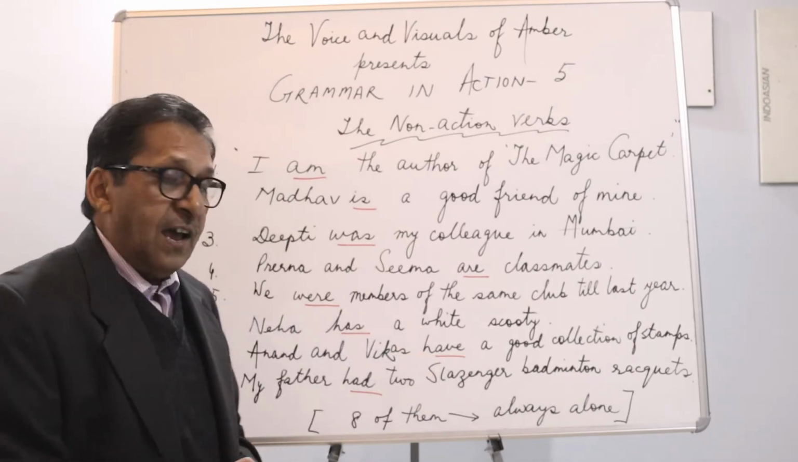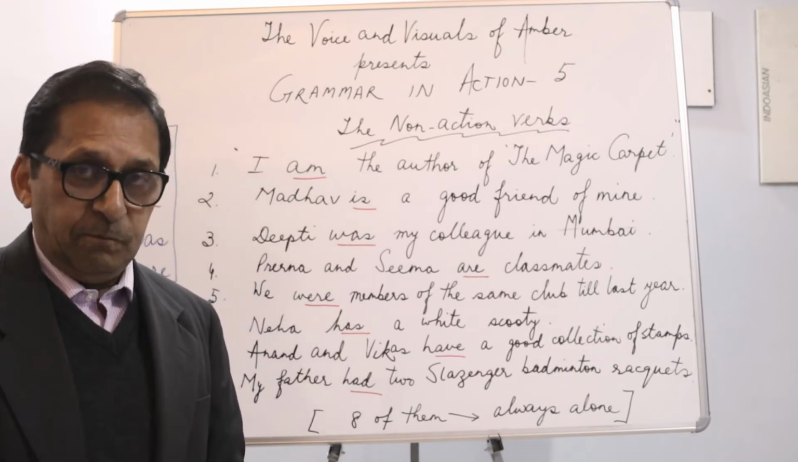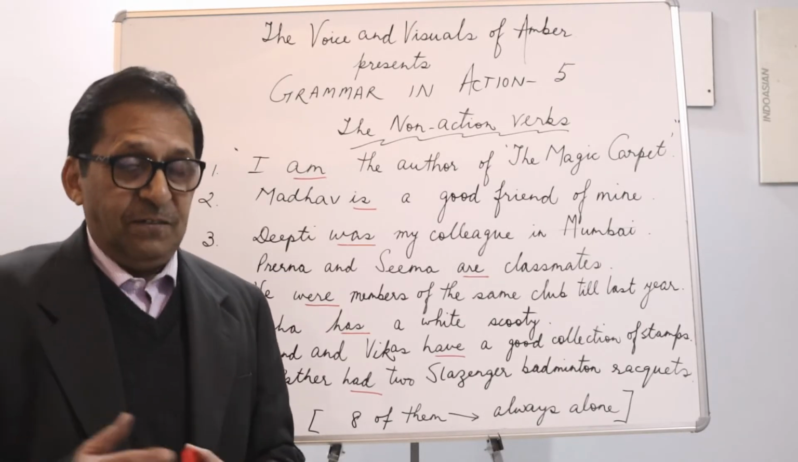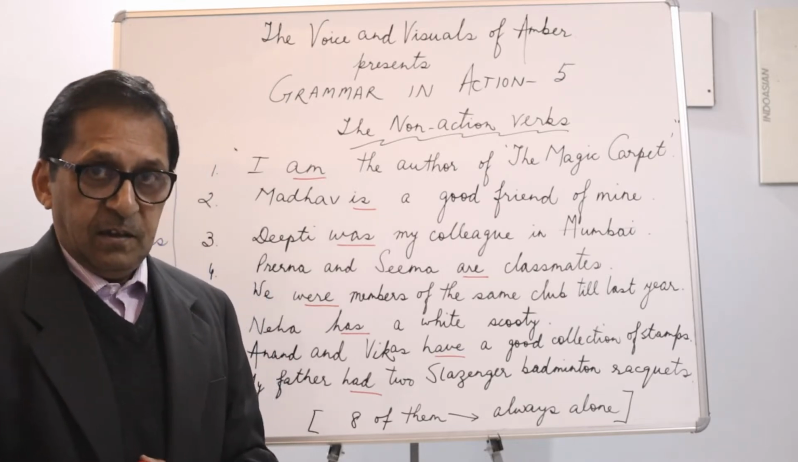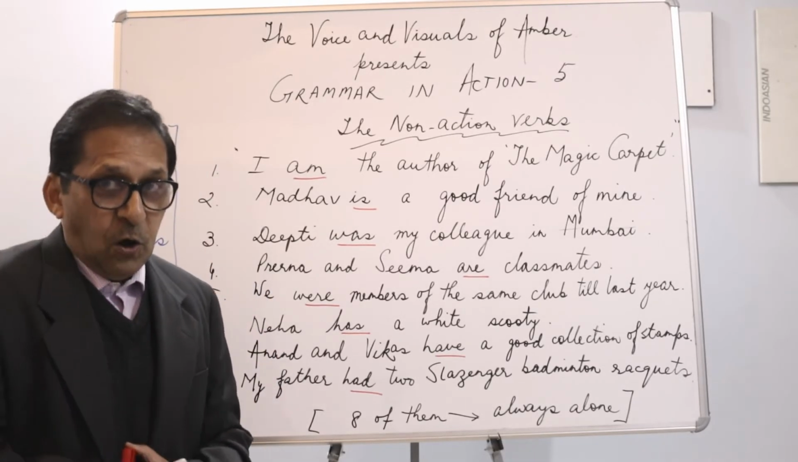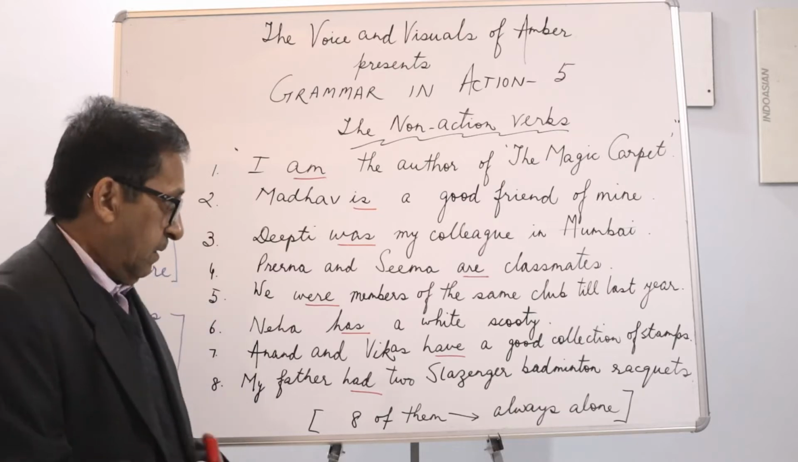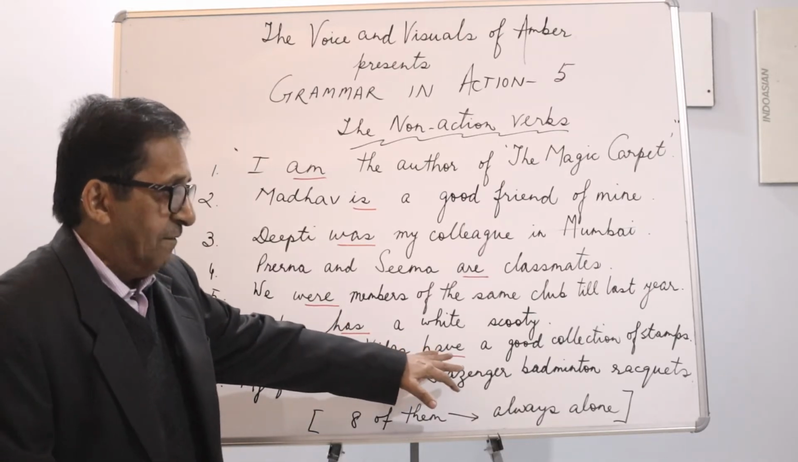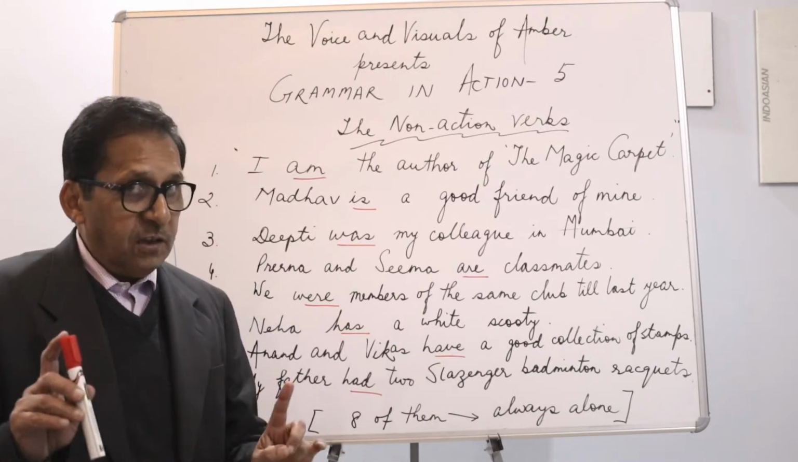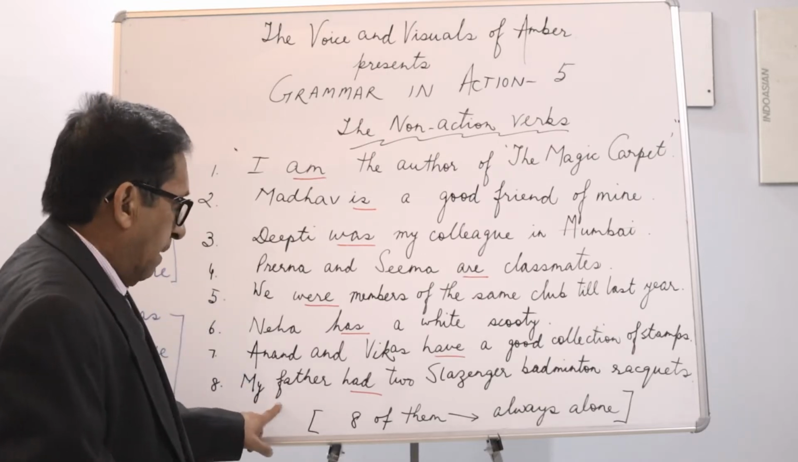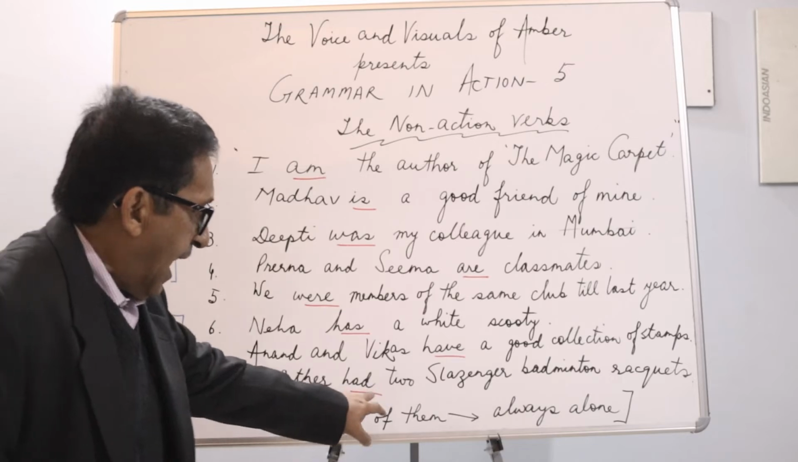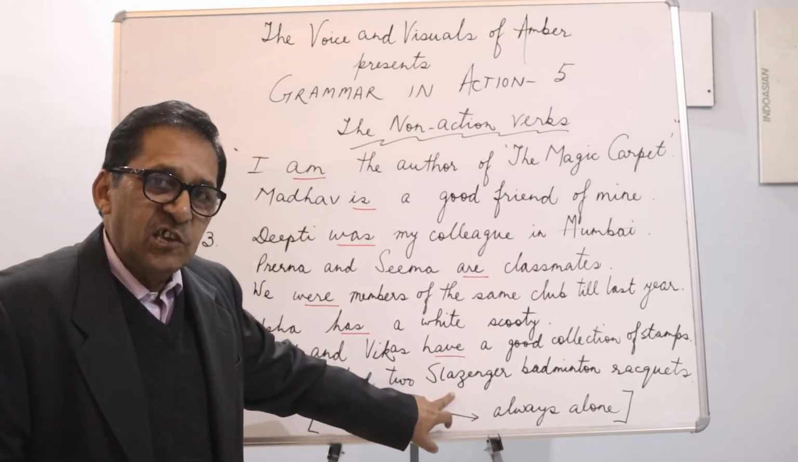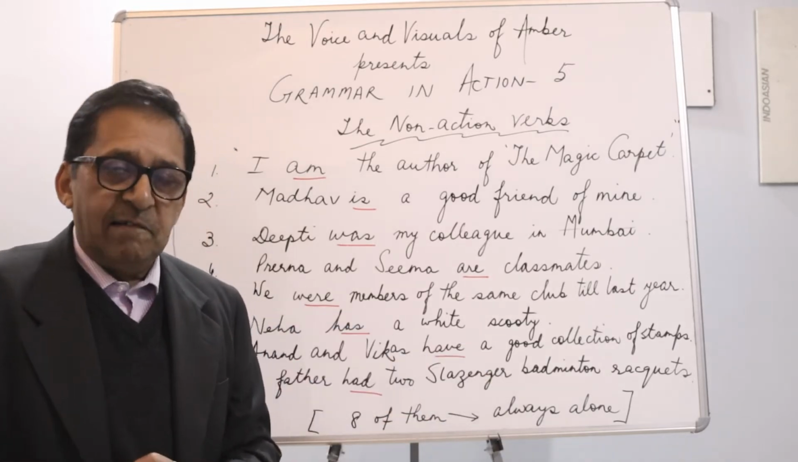Anand and Vikas have a good collection of stamps. They have many friends in England. They have 4 motorbikes. Okay, so they have a good collection of stamps. No action.